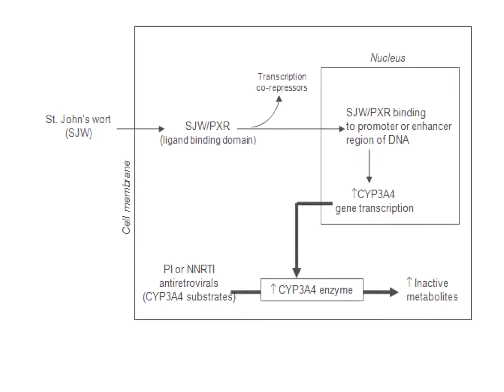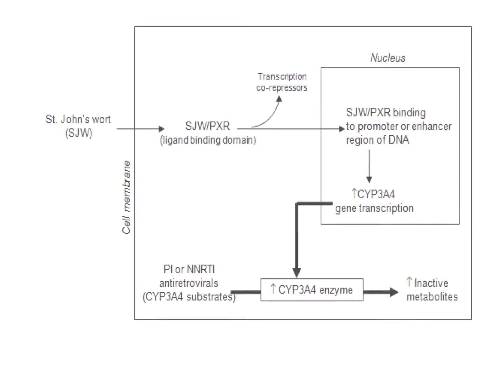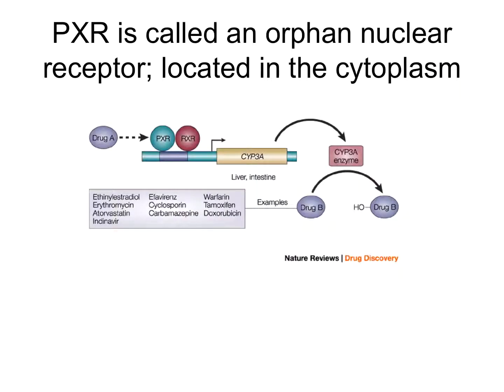How does St. John's wort work? Well, St. John's wort gets brought into the cell, and it binds to these things called the PXRs. I'll talk about that in the next slide. PXR is an orphan nuclear receptor, which is located in the cytoplasm. And then it's brought into the nucleus, and that's where we have the gene transcription. This is all review for you guys. And then the St. John's wort will then inactivate things. So that's kind of a cool little diagram.